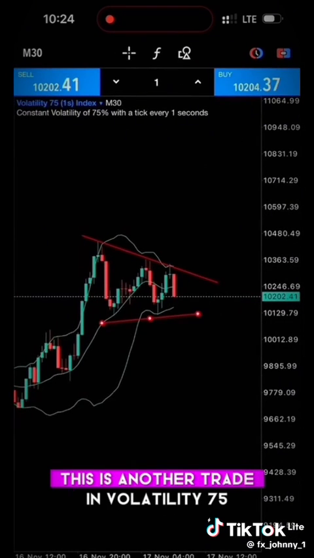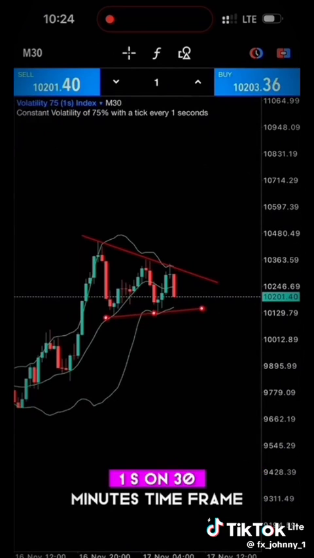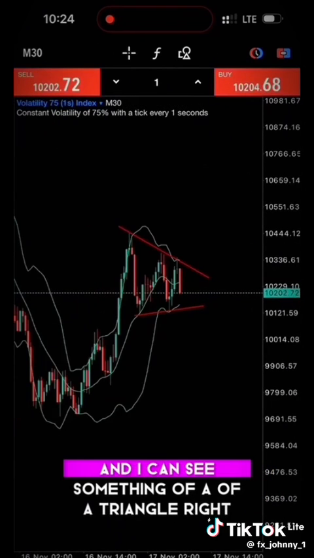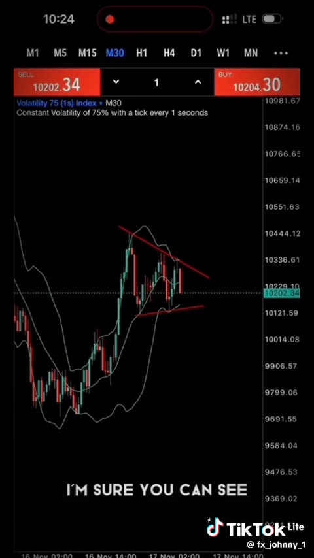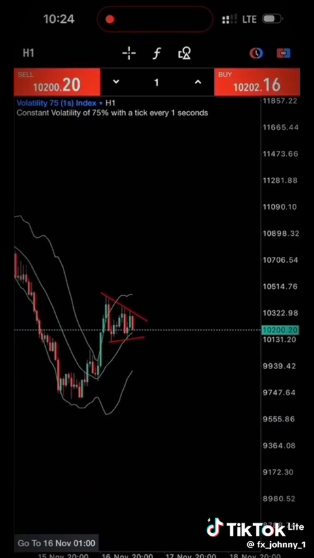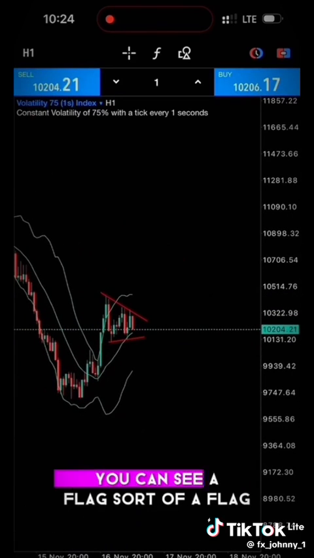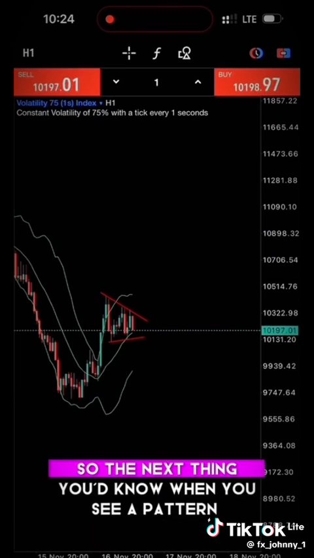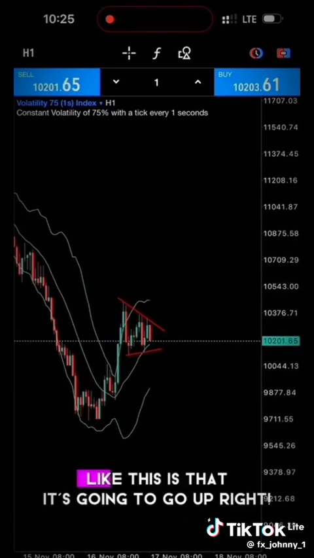This is another trade, in Volatility 75 (1s) on the 30 minutes time frame. First I decided to draw my trend line, and I can see something of a triangle, right? I'm sure you can see a flag. It's sort of a flag, right? A triangular flag.